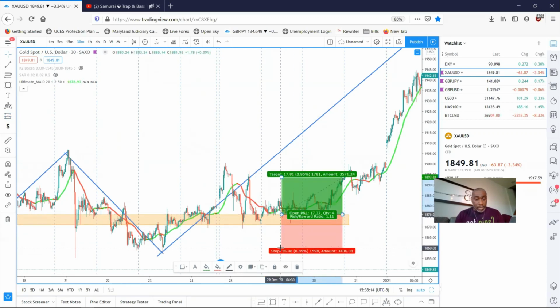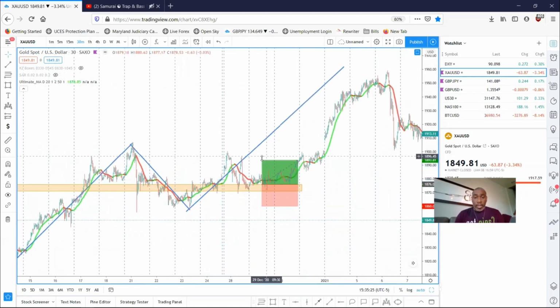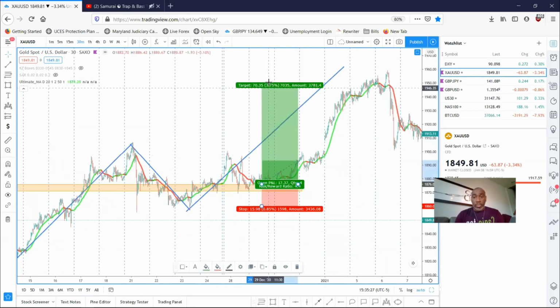Now I like to put my stop loss at the lowest point of the previous low. And then my take profit would have been up here somewhere. Simply put.